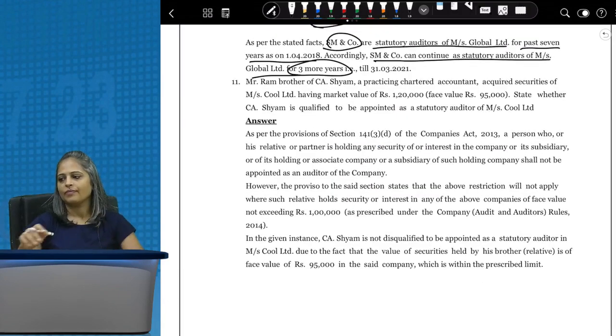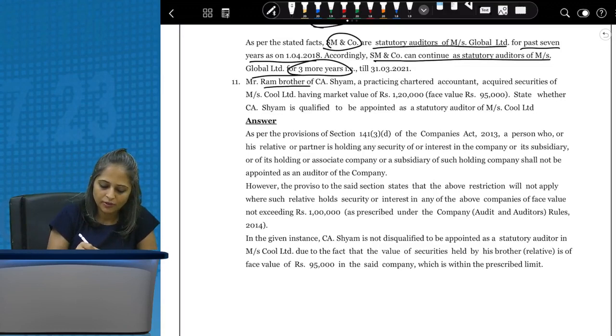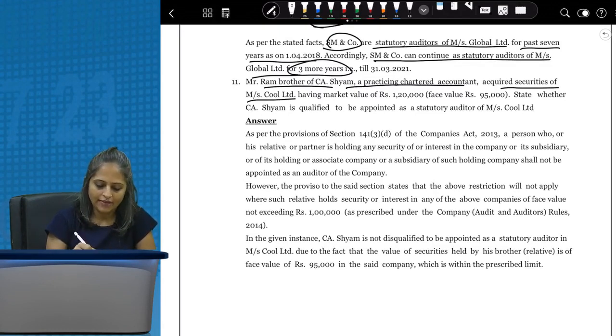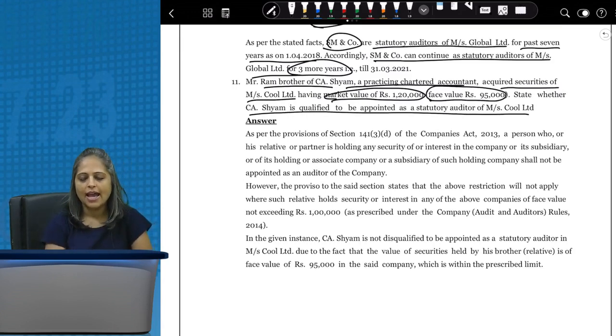Coming to question number 11. Mr. Ram, brother of CA Shyam, a practicing chartered accountant, acquired securities of Messrs School Limited having market value of rupees 1,20,000, face value of rupees 95,000. State whether CA Shyam is qualified to be appointed as the statutory auditor of Messrs School Limited.